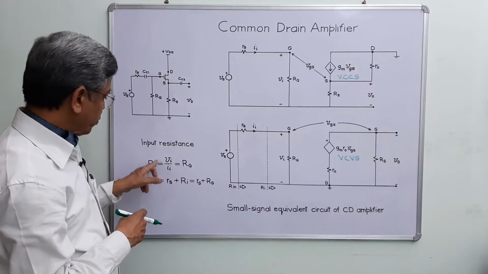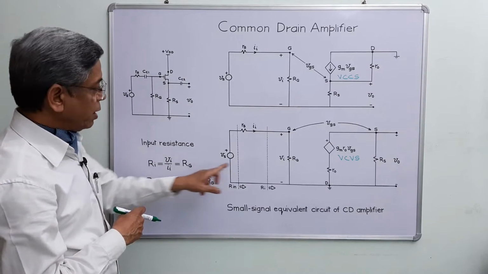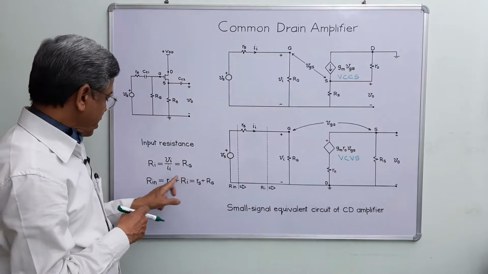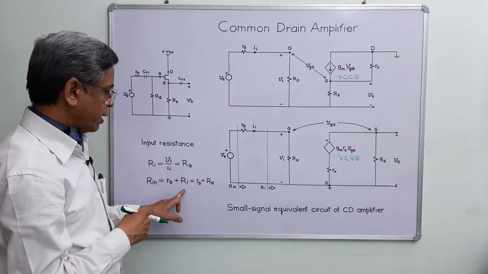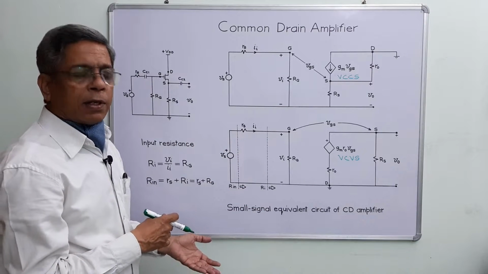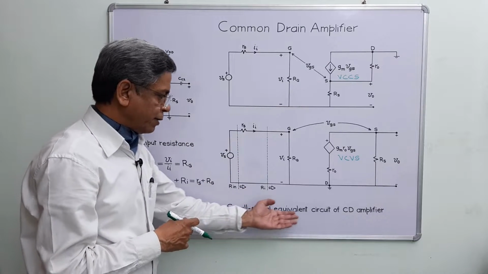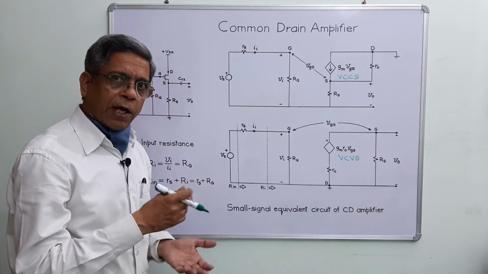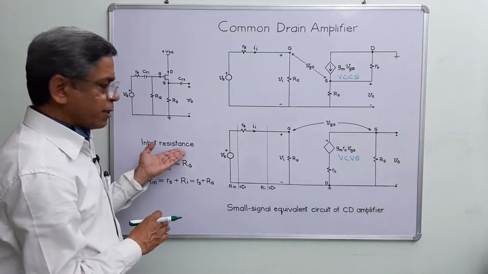Ri is equal to input voltage divided by input current. This is RG. And Rin is equal to RS plus Ri, that is RS plus RG. So this is the way how to draw a small signal equivalent circuit of common drain amplifier and how to have expressions for input resistances.